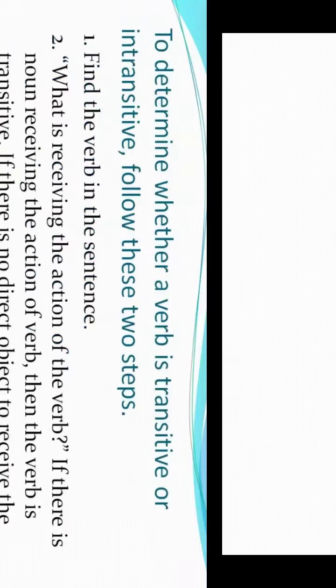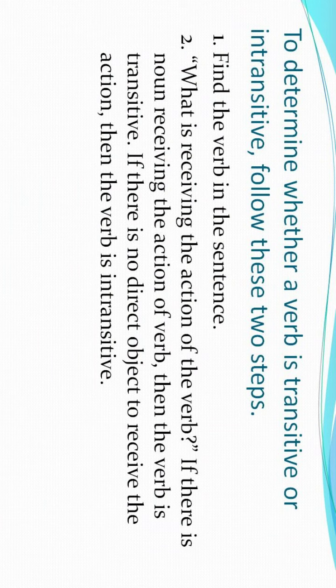So the very simple thing is, if you get the answer of what is receiving the action of the verb, if that is a noun, then the verb will be transitive. If there is no direct object to receive the action of the verb, that will lie under the intransitive verb.